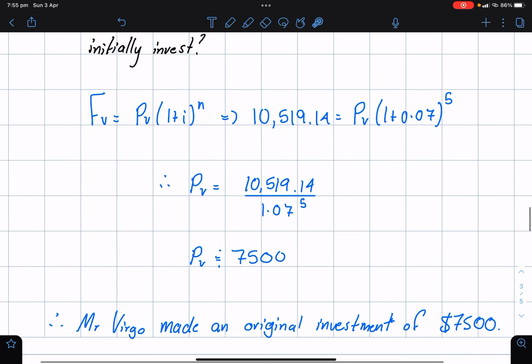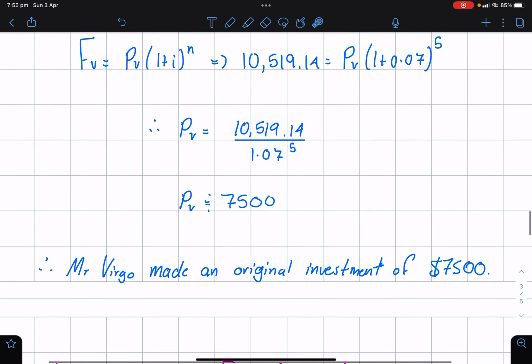And then we just finish our question with a statement. Therefore, Mr. Virgo made an original investment of $7,500. Okay, make sure we are always stating our answer at the end, just like with our linear programming, just like with matrix programming. Okay, it's really important to state that answer with all of the relevant information.